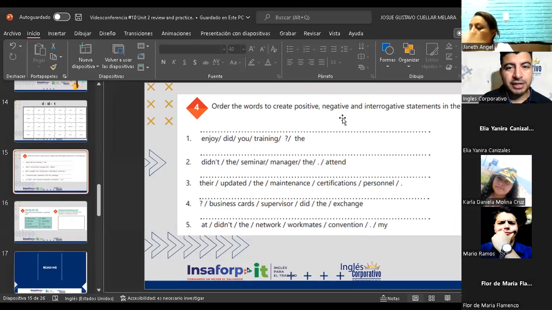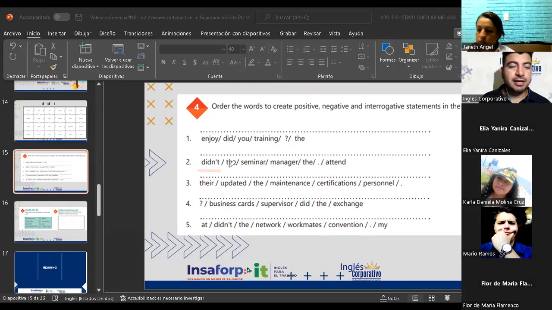Order the words to create positive, negative, and interrogative statements in simple past. So, if you notice there is a question mark, definitely that's a question. If you notice didn't, it is a negative sentence. If you don't see either of these, that's affirmative. Okay, take a look at this and I'm going to ask you about these five questions. It's only about ordering the words.